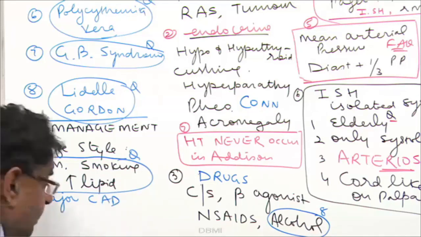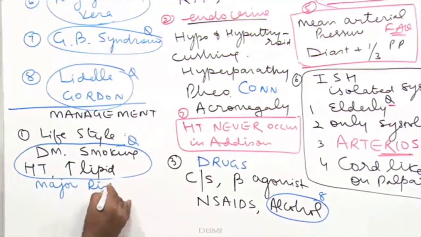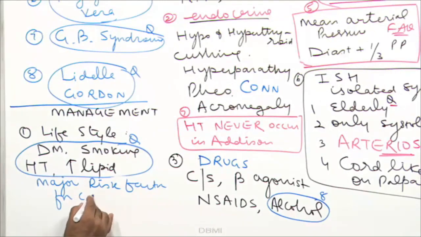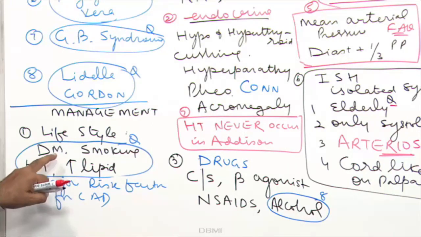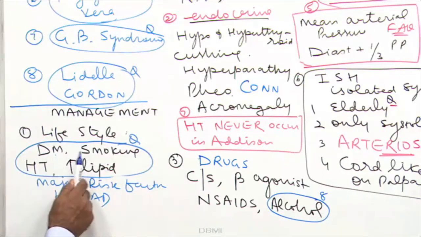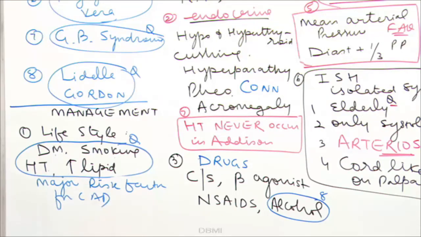They are the four major risk factors for CAD. This is a very frequently asked question throughout the world, in all exams. So diabetes, smoking, hypertension and hyperlipidemia are the four major risk factors. This is a very important Viva question in your final prof also, and in theory and MCQ, everybody, everywhere you have to write it. So first thing is the lifestyle modification.